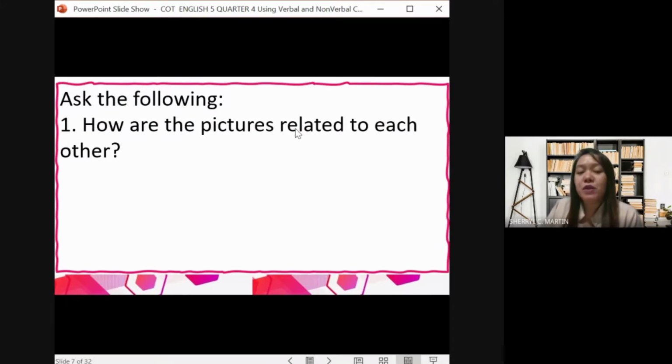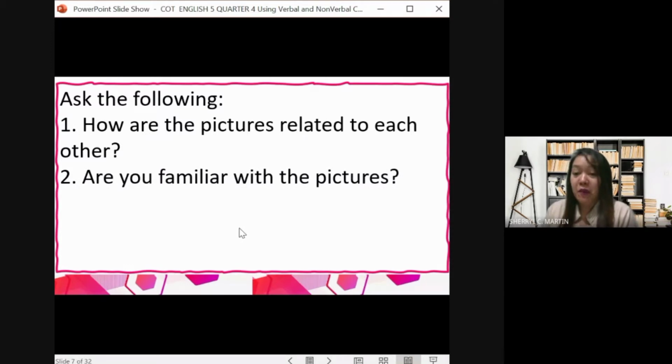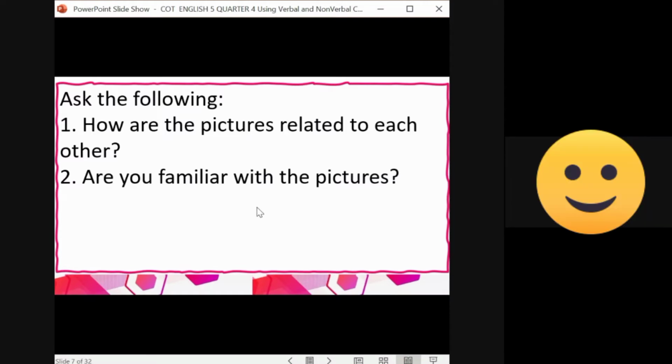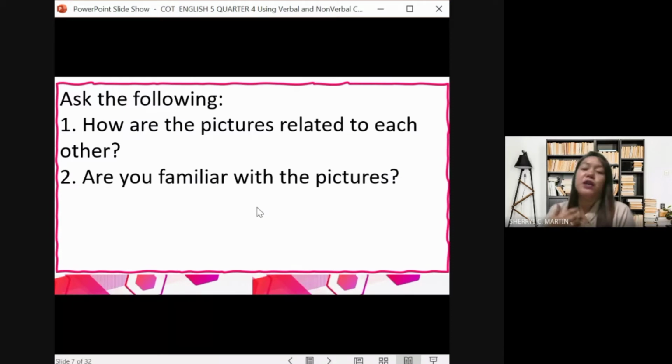So, how are the pictures related to each other? The broadcasters, the TV network, and the hand gestures, the non-verbal form of communication. How are they related to each other? Are they related? Yes, Charles. Yes, Ian. Very good. Why did you say so? They are related to each other because they are broadcasting the news around the world, around the Philippines, and they are broadcasting the news from around the world to the Philippines to inform them.